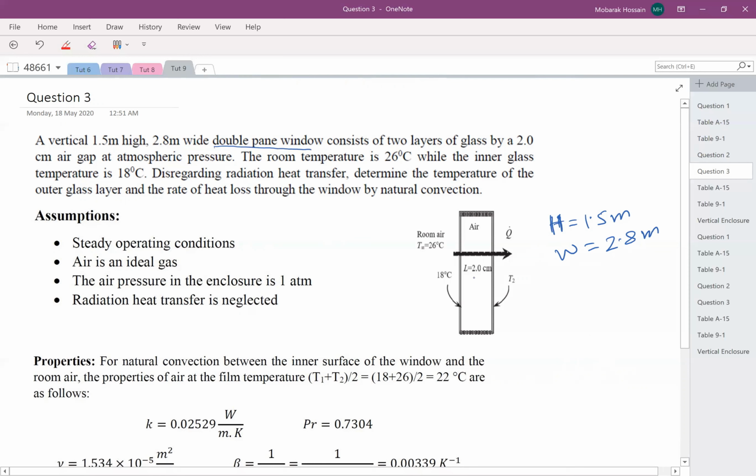So double plane now consists of two layers of glass with a 2 centimeter air gap. So one glass, this one another glass. Between these two glasses there's a gap. Air gap is 2 centimeter.